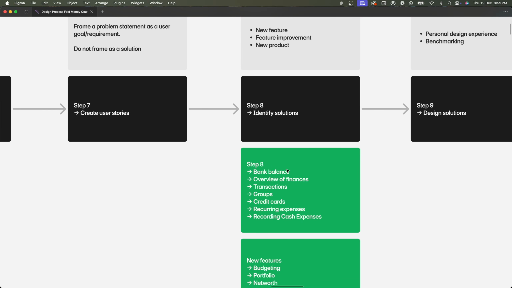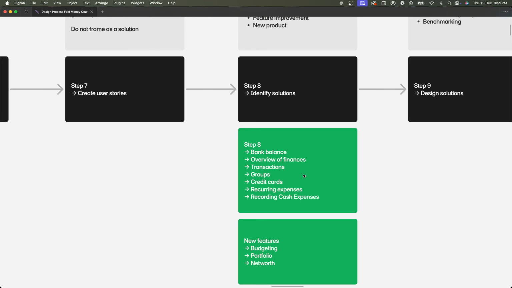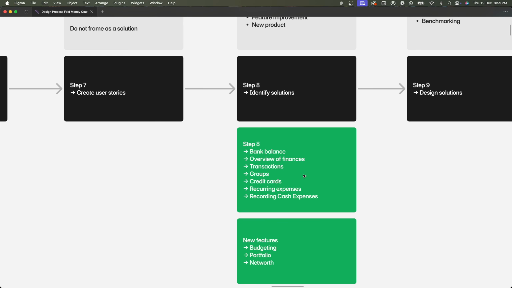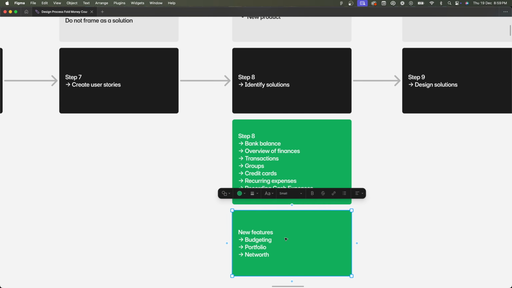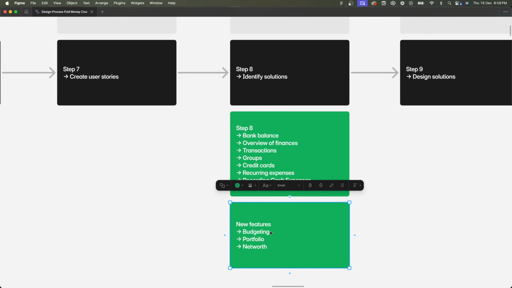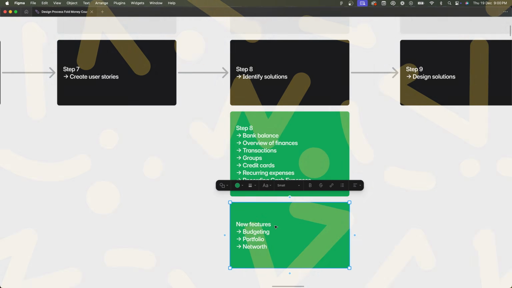I'm going to pick this up again in the next video, but quickly to explain, Fold Money already has these features. It shows you the bank balances, overviews of finances, the transactions. They have a feature called groups. They have credit cards. They recently launched recurring expenses and recording cash expenses also, right? Now, the web app doesn't have all of this. This is just the mobile app, and we're going to think about how we decide what needs to go on the web app, and what should not. And there are a couple of new features that you could add, for example, budgeting, portfolio, and also calculating somebody's net worth. I'm going to talk about this in the next video.